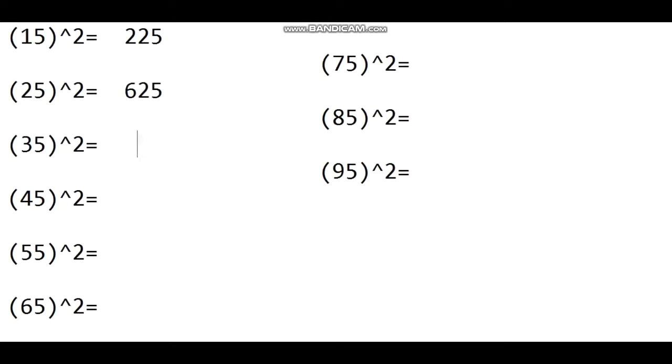Similarly from here, write the square of 5, that is 25, and now multiply 3 by its next number, that is 4. It means 1225. Similarly from here, write the square of 5, that is 25, and now multiply 4 by its next number, that is 5. It means 4 multiplied by 5 gives you 20.